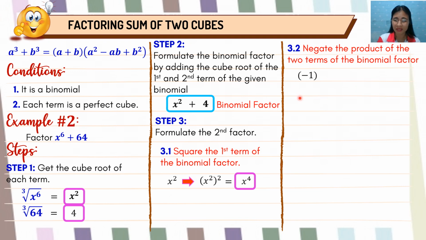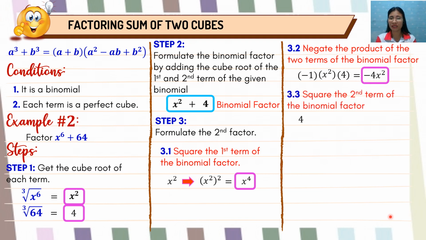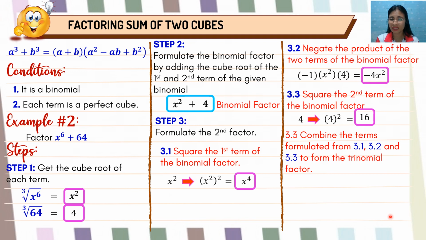Second one is negate the product of the two terms of the binomial factor. So we have negative 1 times the first term, which is x squared, times the second term, which is 4. Combining those, that is equal to negative 4x squared. So we now have the second term of our trinomial factor. And lastly, square the last term. So 4 squared is equal to 16.